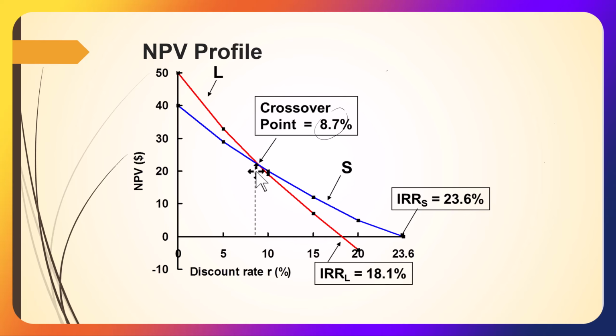It just says if your weighted average cost of capital is likely to be less than 8.7%, L is better than S. However, if you think there's a chance, and again, we may want to statistically analyze that, that your weighted average cost of capital will exceed 8.7%, S is the better project. So when comparing two projects, this crossover rate tells us where preferences might shift.